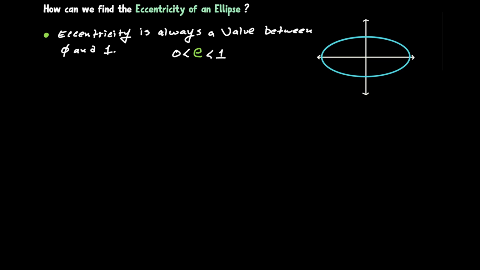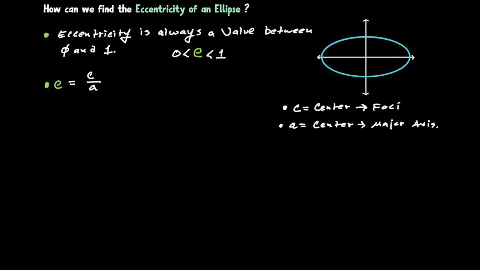But why is this value between 0 and 1? It's because of how we find eccentricity in an ellipse. Eccentricity in an ellipse is defined as c divided by a. And remember that c is the distance from the center to a foci point, and a is the distance from the center to one of the points of the major axis.